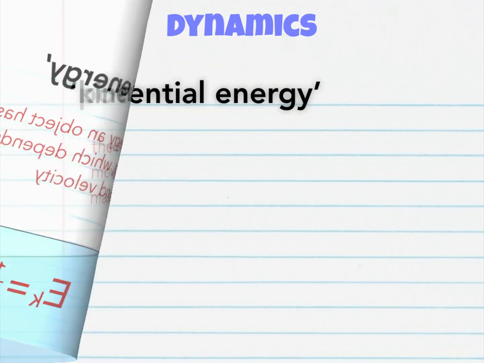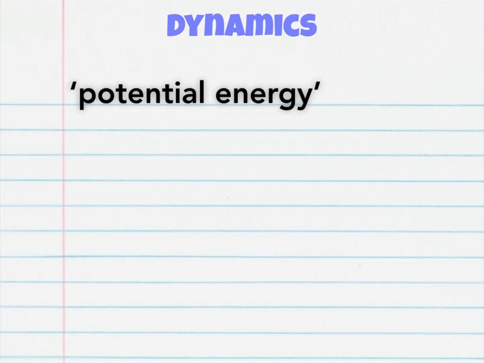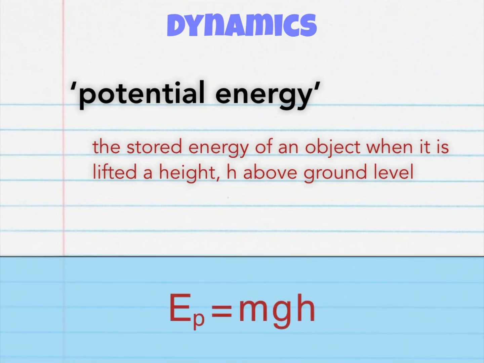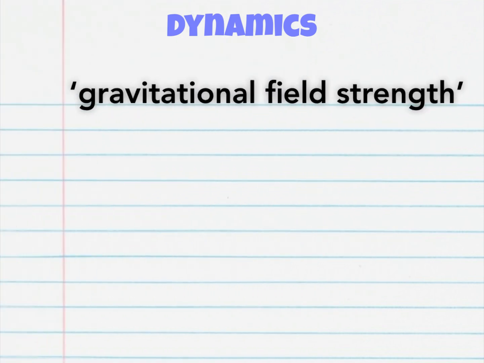Potential energy. The stored energy of an object when it's lifted a height h above ground level. And this is the equation for potential energy, where g is gravitational field strength, 9.8 newtons per kilogram on Earth. And that just happens to be our next definition.